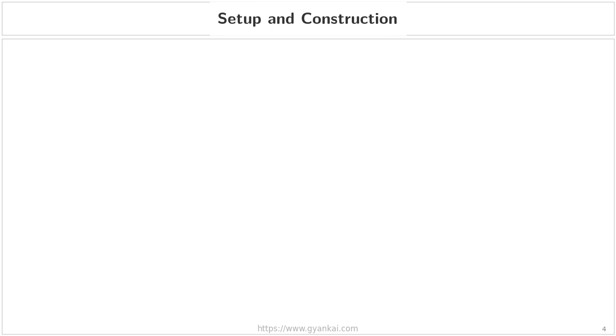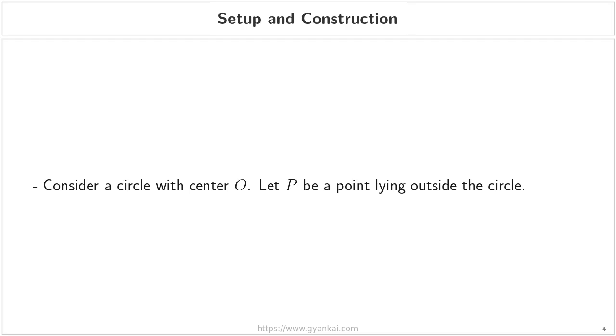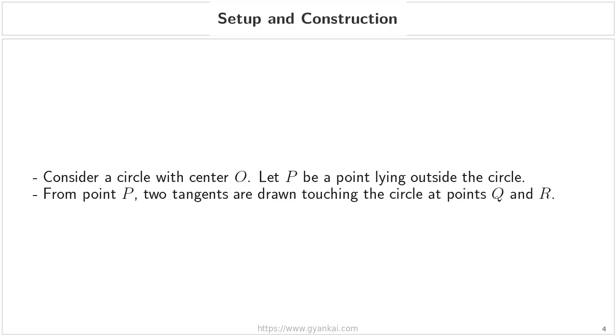Setup and construction. First, let's imagine a circle with its center at point O. Now, let's pick a point, which we'll call P, located anywhere outside the circle. From this external point P, we are going to draw two lines that just graze the edge of the circle. These are our two tangents. We'll label the two specific points where these lines touch the circle as point Q and point R.